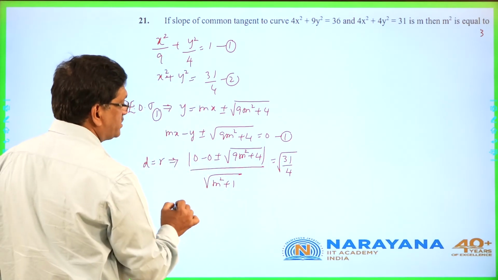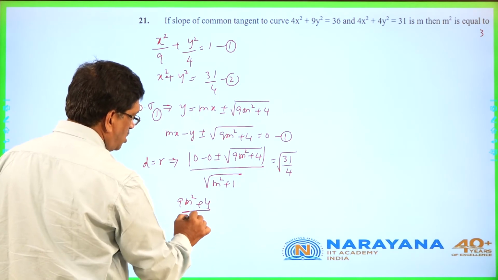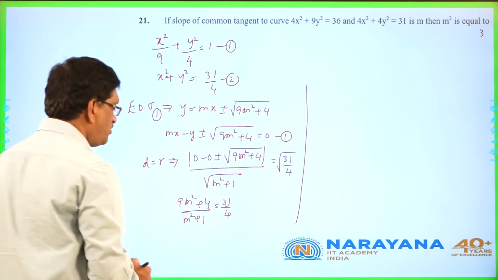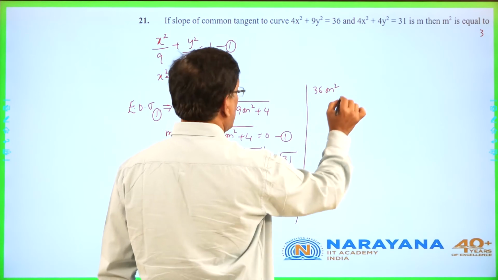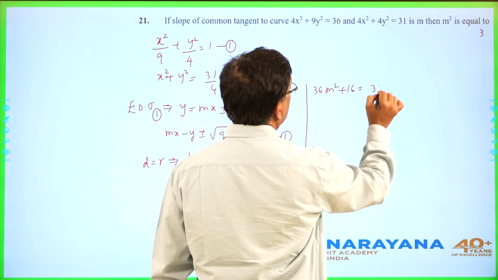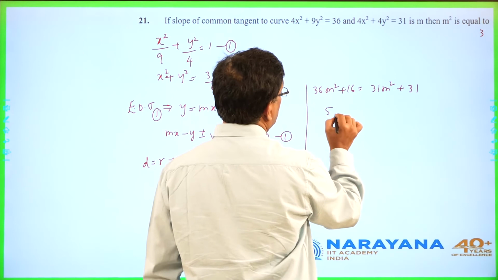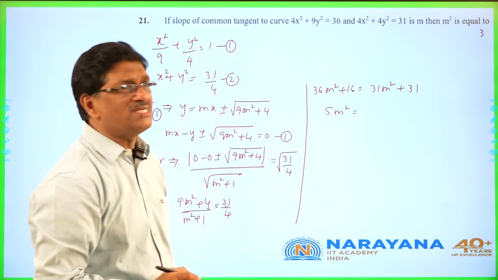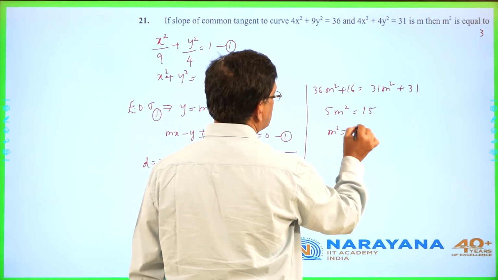So let us square it. When you square it, 9m square plus 4 by m square plus 1 is equal to 31 by 4. It is 36m square plus 16 is equal to 31m square plus 31. That is 5m square is equal to 31 minus 16, that is 15. m square is 3.